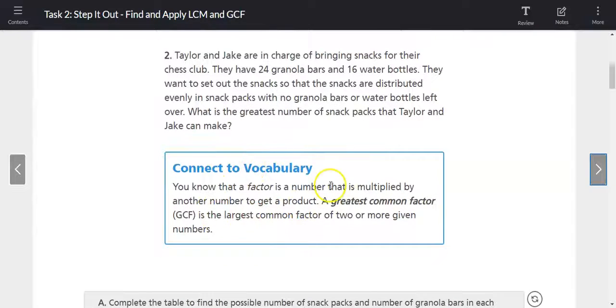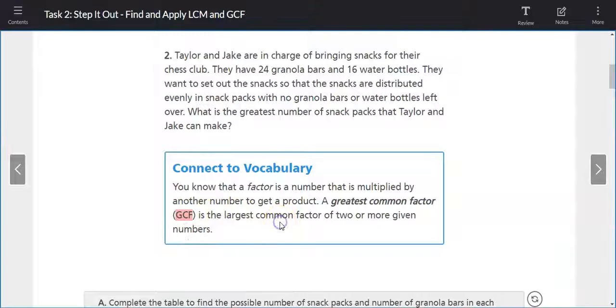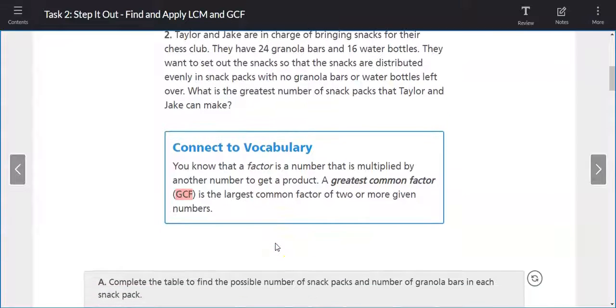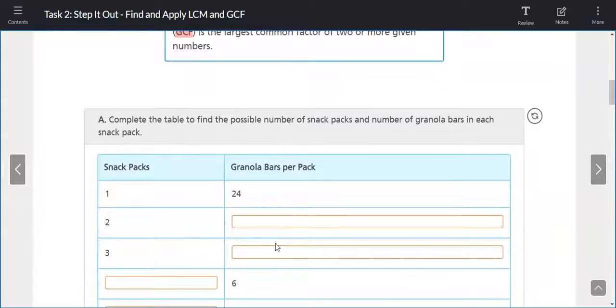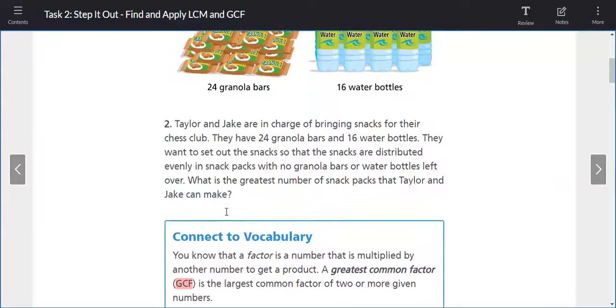Here's our vocabulary. You know that a factor is a number that is multiplied by another number to get a product. The greatest common factor, which is the GCF, is the largest common factor of two or more numbers. So we're going to complete the table to find the possible numbers of snack packs and number of granola bars in each snack pack. If I only have one snack pack, all of the granola bars will go in the snack pack because there's 24.